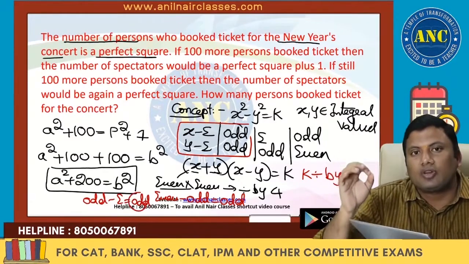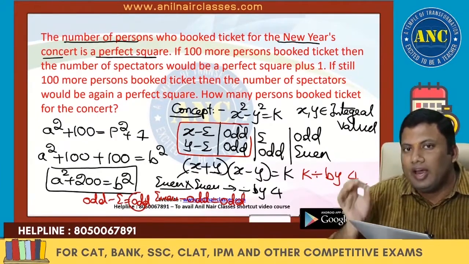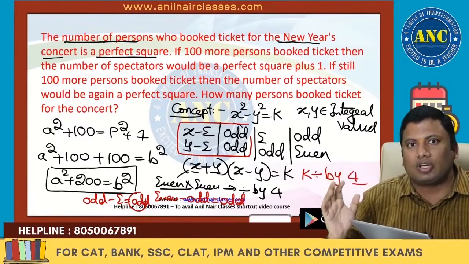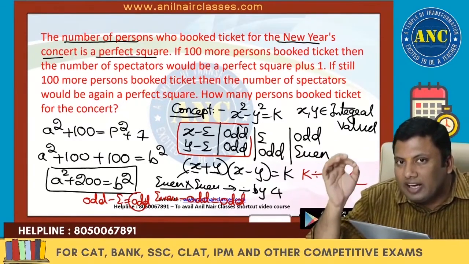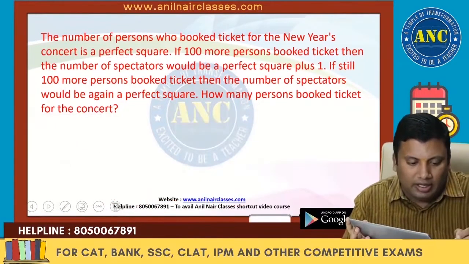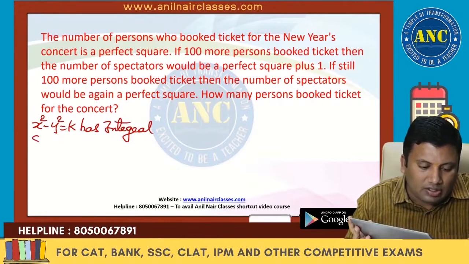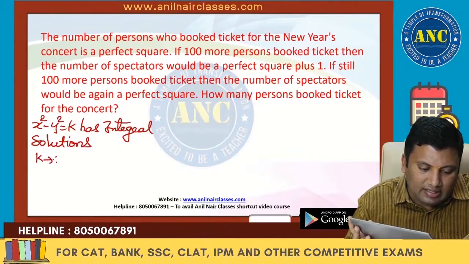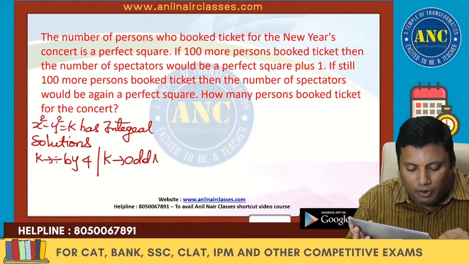That means x square minus y square equals k has integral solutions only if the right hand side is a multiple of 4 or the right hand side is an odd number. First we will write down that point: x square minus y square equals k has integral solutions only if k is divisible by 4 or k is an odd number. This is the first important conclusion.